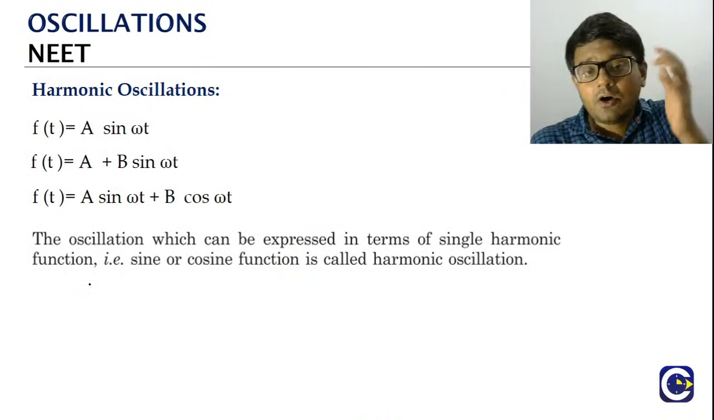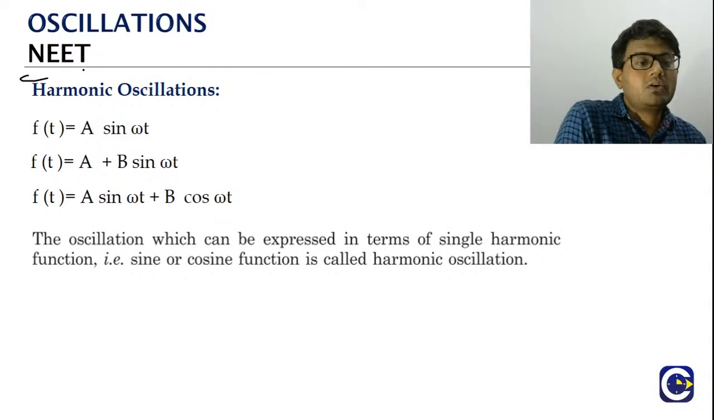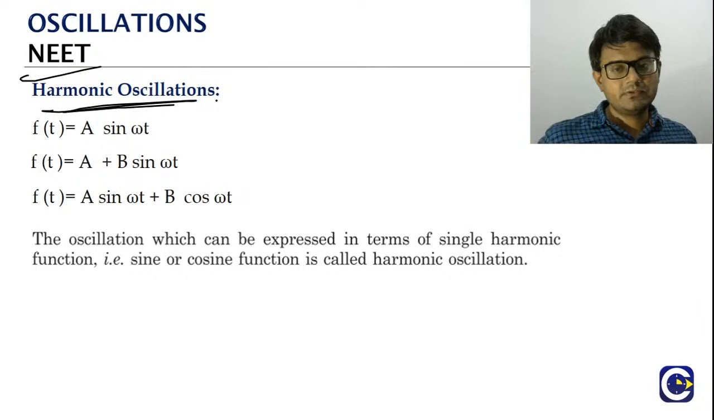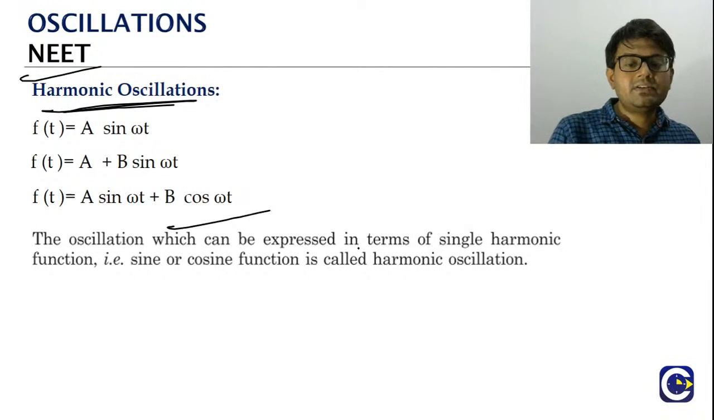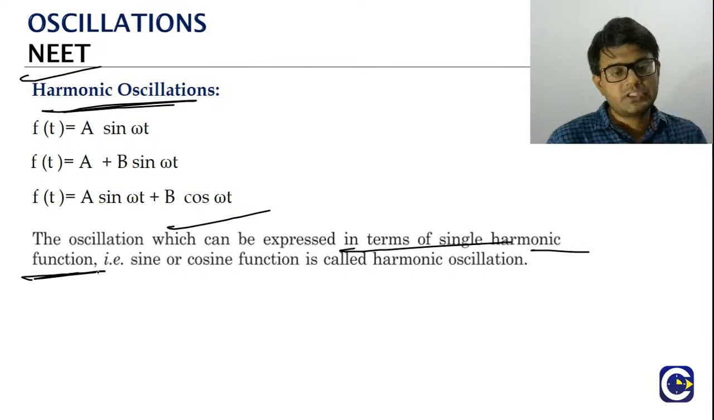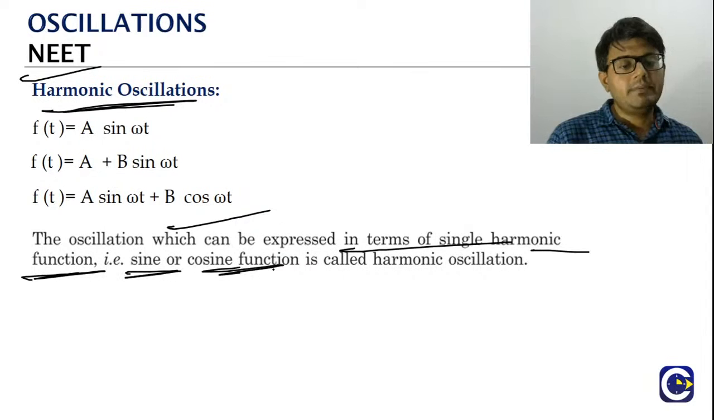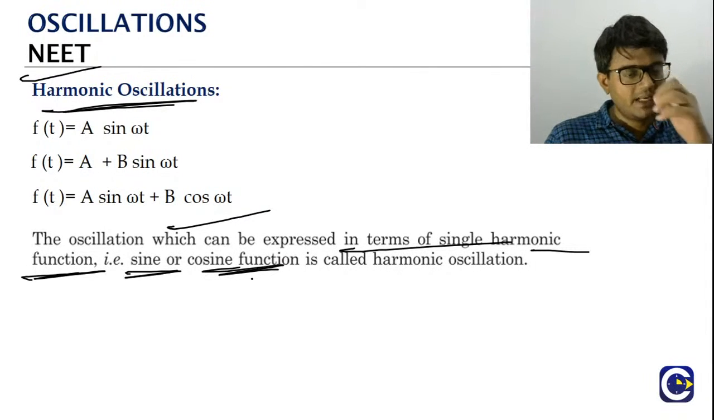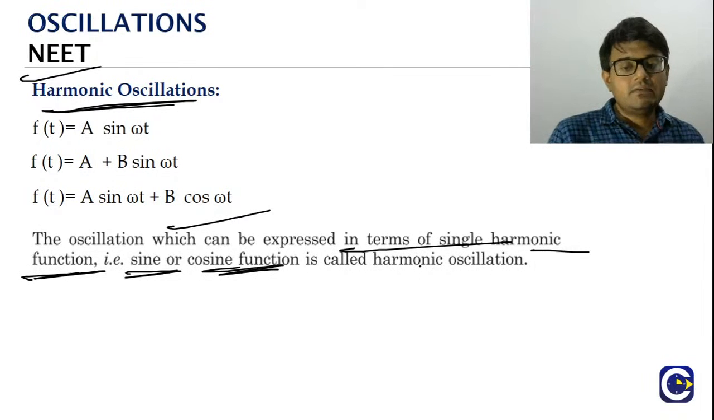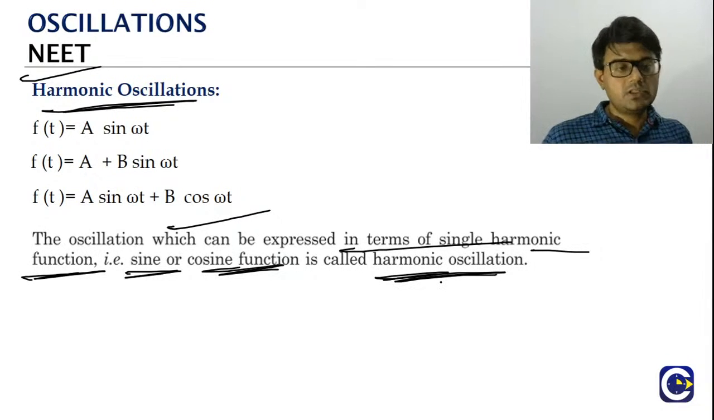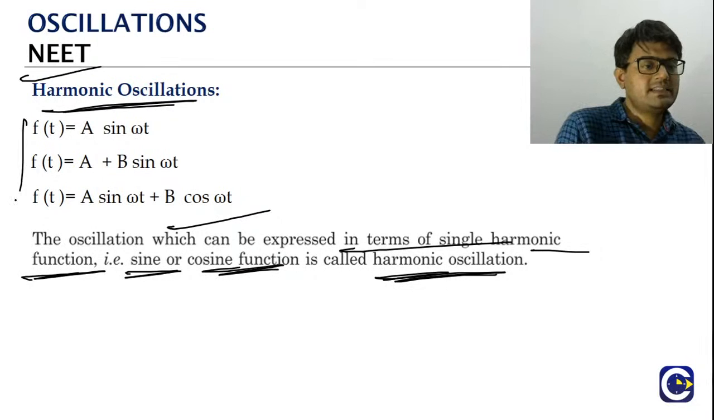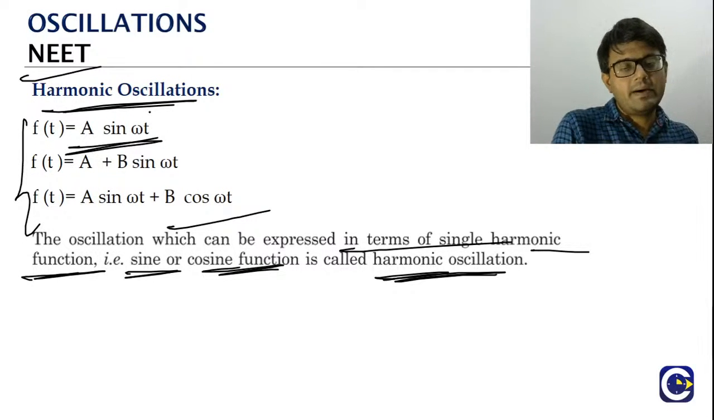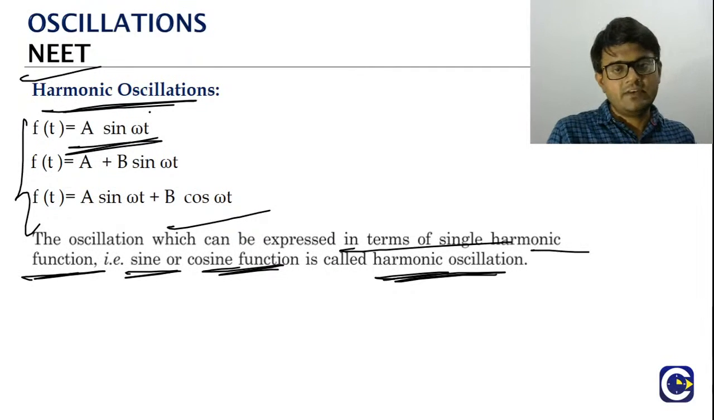A special type of these oscillations is what we call harmonic oscillations. It's a very simple term. It is an oscillation which can be expressed in terms of a single harmonic function. A harmonic function means either a sine function or a cosine function. If we can express it that way, then we call it harmonic oscillation. Look here, the first example is a sin omega t. Certainly, we are getting only one sine function.